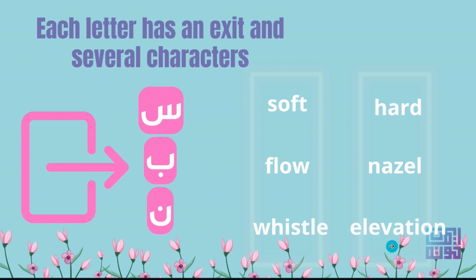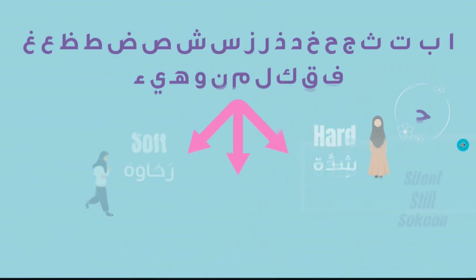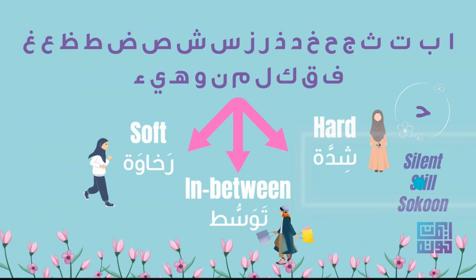And also we have an elevation character, which we are going to emphasize. We already studied the elevated letters. Okay, right? So each letter has a certain makhraj, exit, and also different characters. And this is what we are going to study in the coming lesson. But there are certain characters that we need to emphasize in this level so that we can read properly.